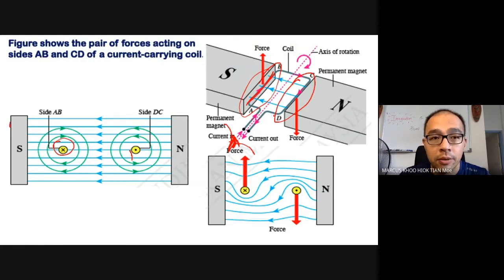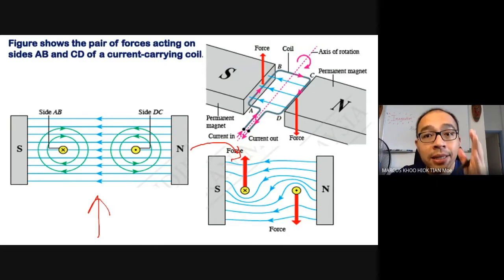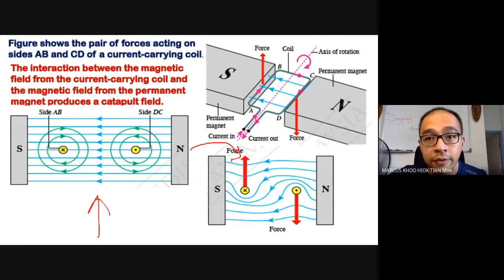Okay. Now, take a look at this picture, everybody. Take a look at this and think about how the force on this side goes up and how the force on this side goes down. Remember, we're talking now about the interaction between the two magnetic fields. I'm going to give you about maybe 30 seconds. Take a look at this picture and think for yourself.